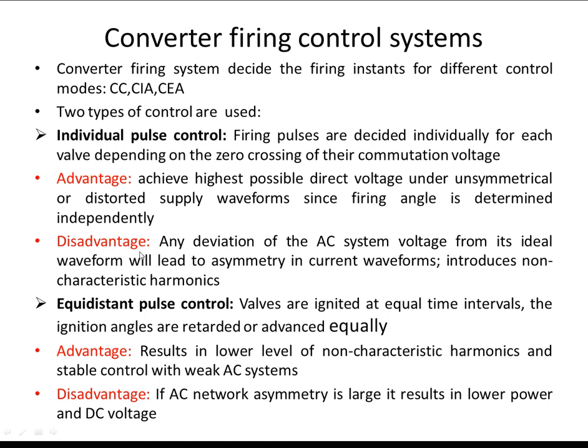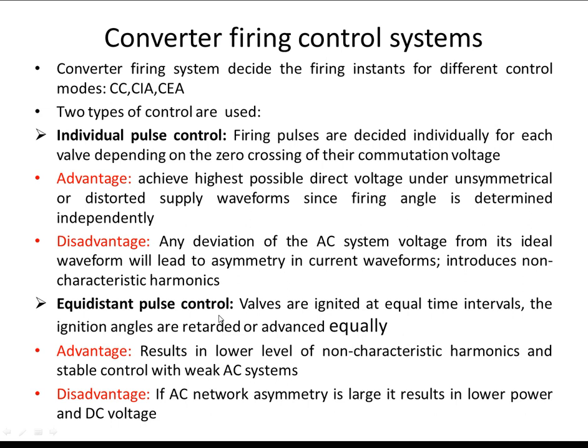Then what is the disadvantage of this individual pulse control? The disadvantage is that any deviation of the AC system voltage from its ideal waveform will lead to asymmetry in the current waveform, and that introduces the characteristic harmonics. It means that it generates harmonics into the system. If your AC supply voltage deviates from its ideal waveform, that creates problems, like generating harmonics.